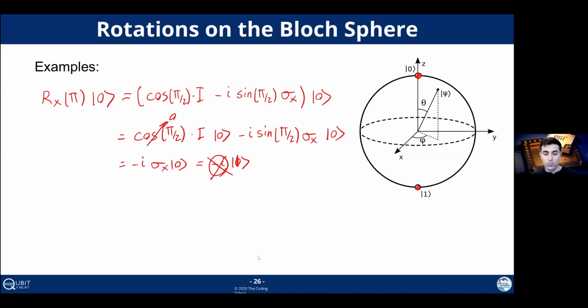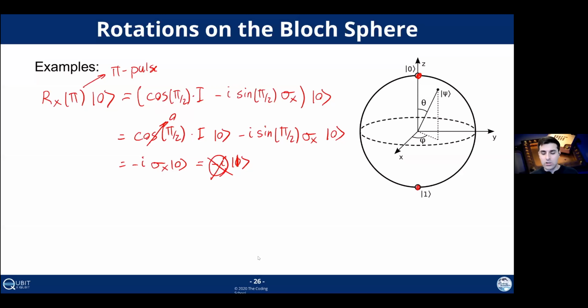And sometimes, if we're talking about the experimental world, we refer to this as a pi pulse, meaning that it applies a pi rotation either on the x-axis or sometimes the y-axis.